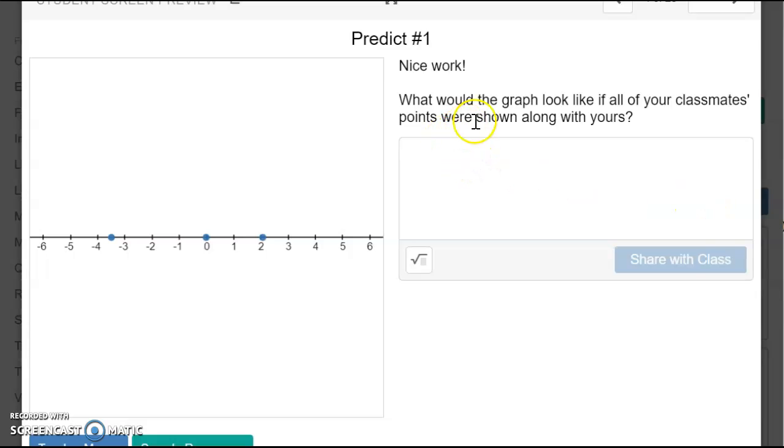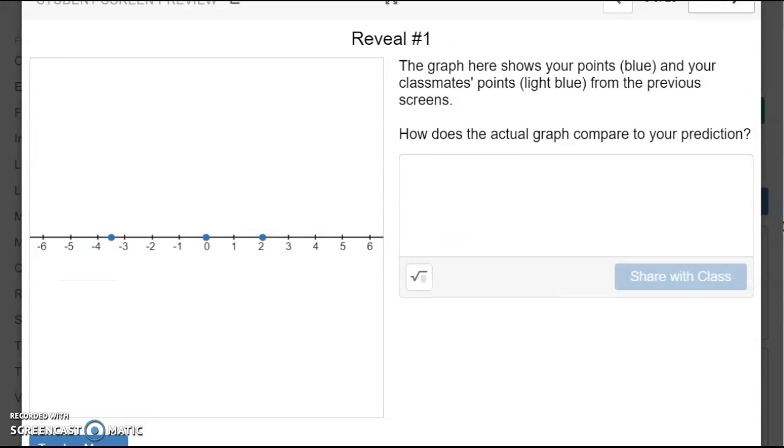Alright, it says, nice work. What would the graph look like if all your classmates' points were shown along with yours? So what do you think it would look like if everybody's work was overlaid on top of your work? Where would all their dots be? What would that look like? That's the question you need to ask and answer. The graph here shows your points, that's blue, and your classmates' points. Well, there are no classmates' points because we haven't done it yet. But in actuality, you should see a whole lot of points everywhere here. How does the actual graph compare to your prediction?